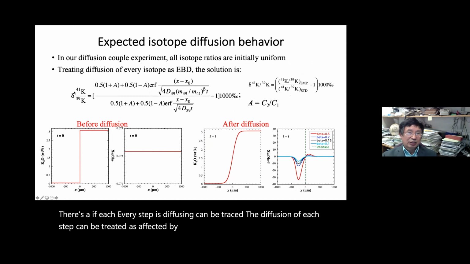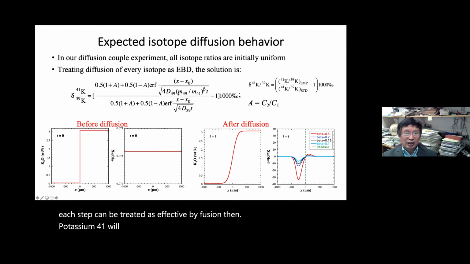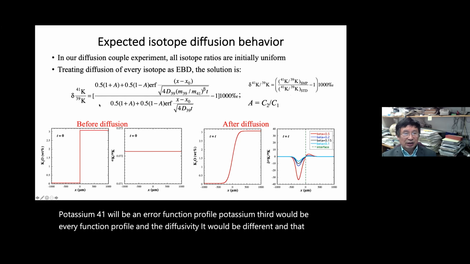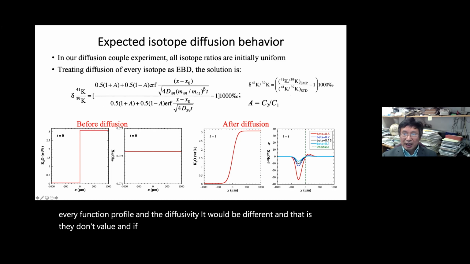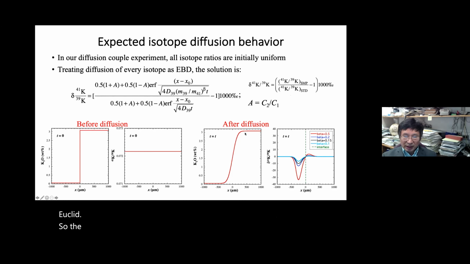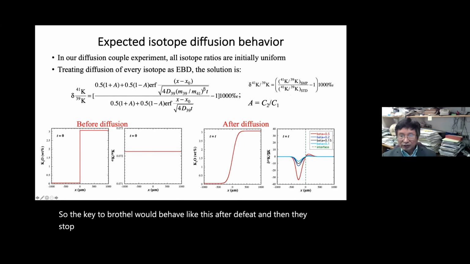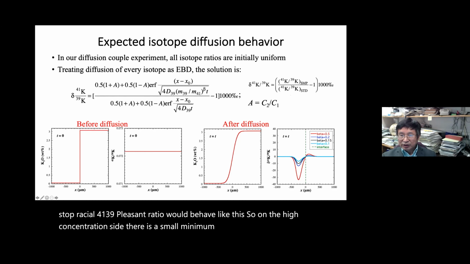Then potassium 41 would be an error function profile, and potassium 39 would be an error function profile, and the diffusivities would be different, and that is a delta value. And if we carry out the calculation based on this kind of equation, the K2O profile would behave like this after diffusion, and then the potassium 41 to 39 isotope ratio would behave like this.